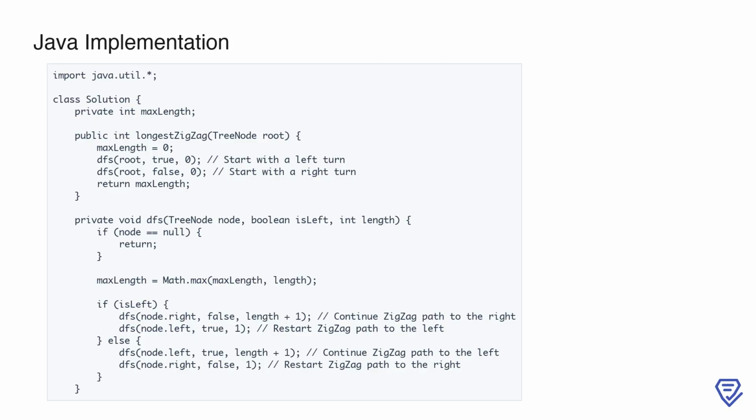The DFS method is the core of our solution. It takes 3 parameters: the current node, a Boolean flag indicating the direction of the current path, and the current length of the zigzag path. If the node is null, we simply return since there's no further traversal possible. Otherwise, we update maxLength by comparing it to the current path length. Depending on the direction, we either continue the path in the opposite direction or restart the path from the current node in the same direction. This recursive strategy ensures we evaluate all potential paths in the tree.